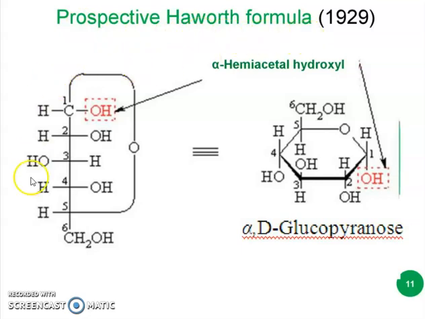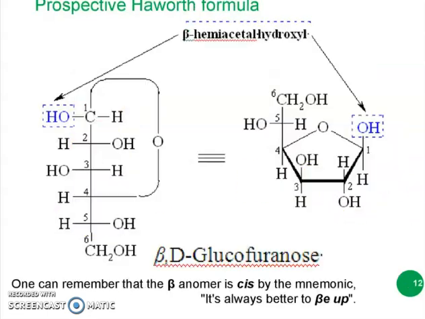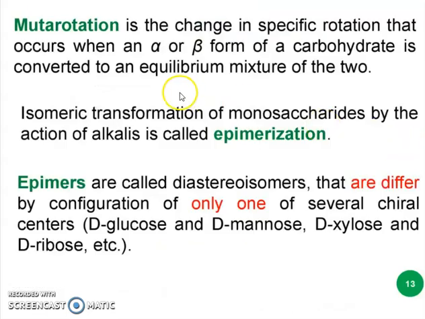Perspective Haworth, this is the Fischer and this is the Haworth, conversion from here to here, alpha-D. So beta is how you convert Fischer to Haworth. Now mutarotation is the change in specific rotation that occurs when the alpha or beta form of a carbohydrate is converted into a mixture of the two. Isomeric transformation of monosaccharide by the action of alkalis is called epimerization.